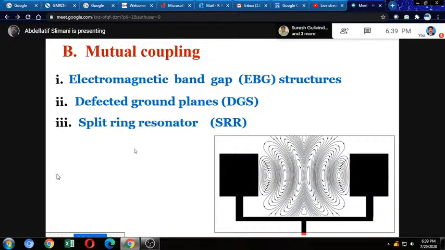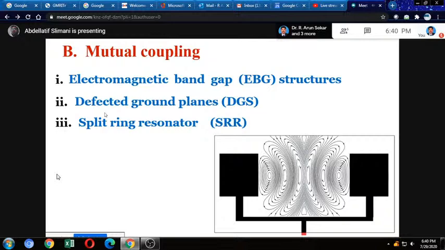The first method is electromagnetic band gap, EBG structures. These structures in general are defined as periodic or non-periodic artificial structures which prevent the propagation of electromagnetic waves in a specific frequency band for all angles of incidence and all polarization states.